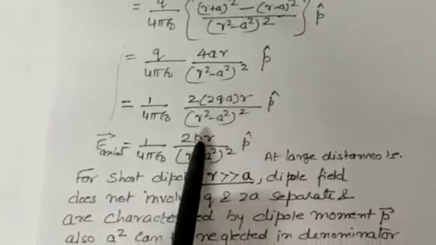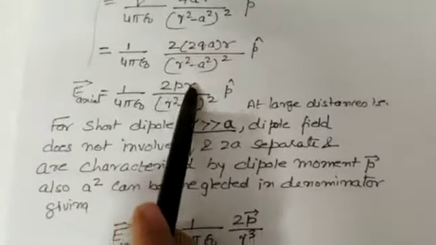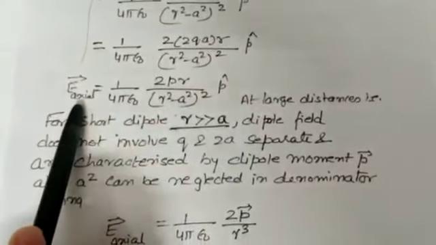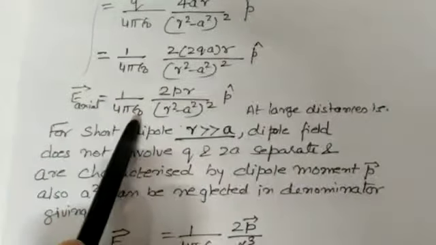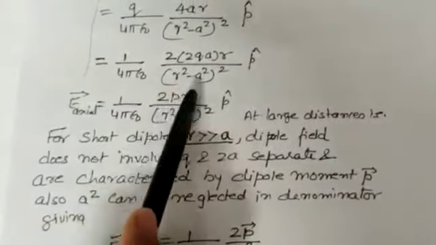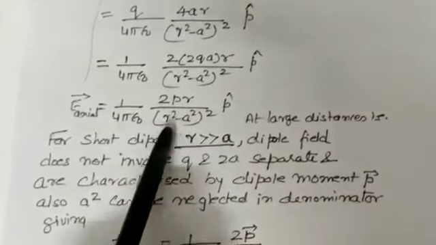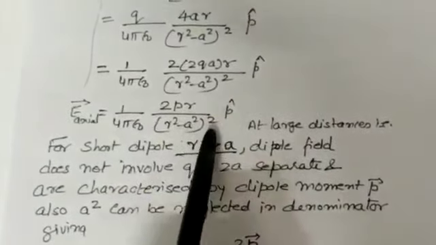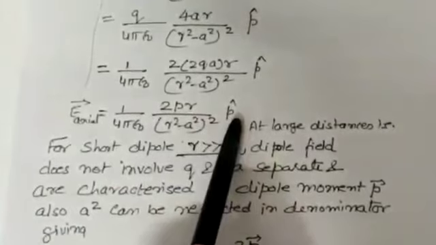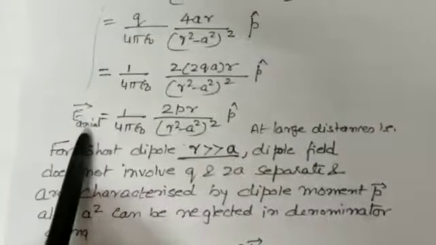2qa, the magnitude is 2pr. So E axial is 1 by 4 pi epsilon naught, 2pr by (r square minus a square) whole square, p unit vector. This is the final value of E axial.